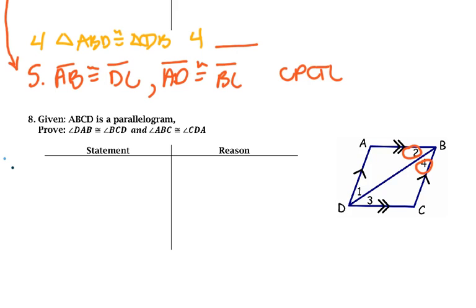So if you prove that these two triangles that we have here are congruent, you can't say that angle B is congruent to angle D, because they're parts of two different triangles. So you would have to do it again, except using a different diagonal.